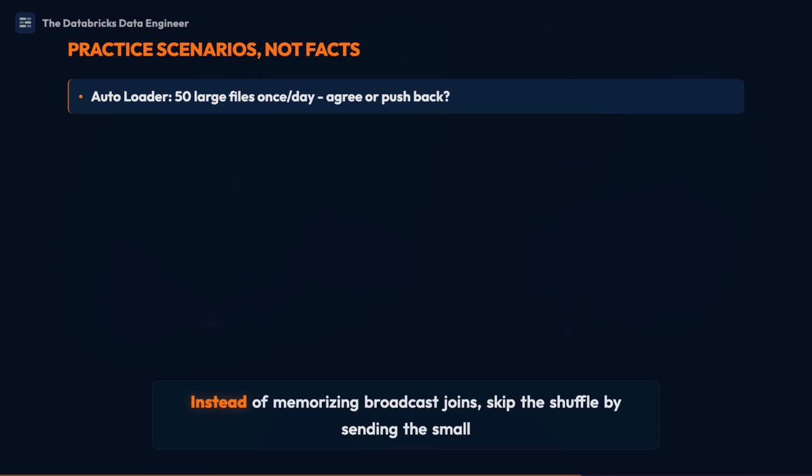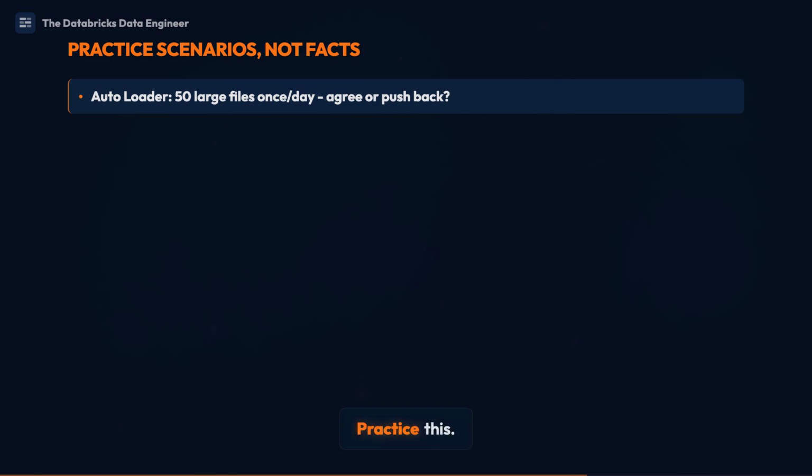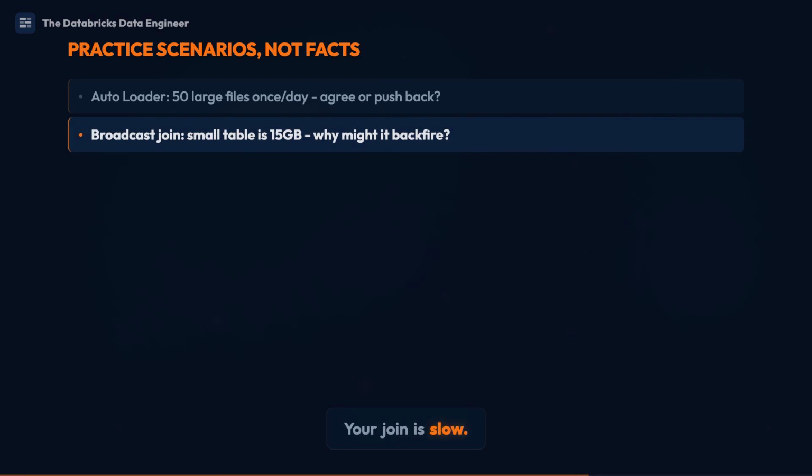Why? Instead of memorizing, "broadcast joins skip the shuffle by sending the small table to every executor," practice this. Your join is slow. The small table is 15 gigabytes. Someone suggests a broadcast join. Walk through why that might actually make things worse.